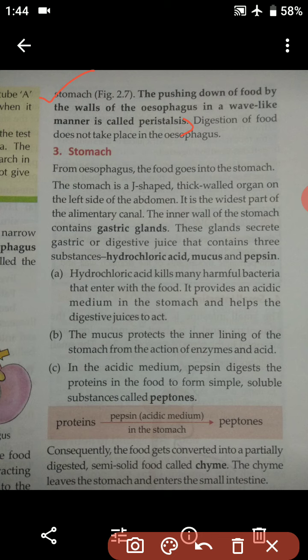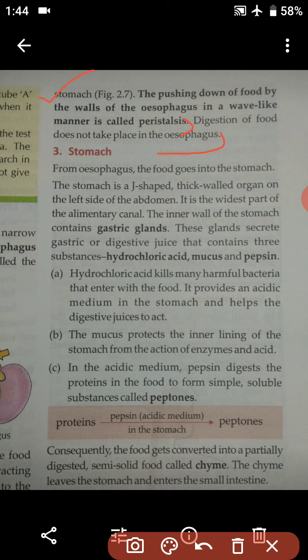Digestion of food does not take place in the esophagus. So students, do not confuse this; digestion does not take place in the esophagus. It will take place in the stomach and further in other organs of the body.